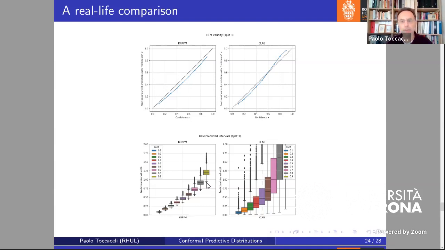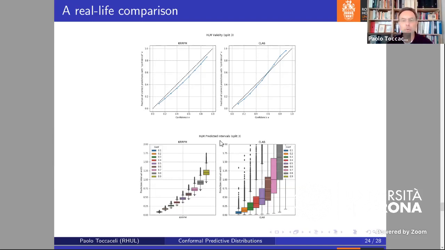The second point I would like to make is that you should not evaluate, in the general case, validity and specificity independently. So here, I sort of gloated about the fact that the method on the left, KRPM, was better than the method on the right.